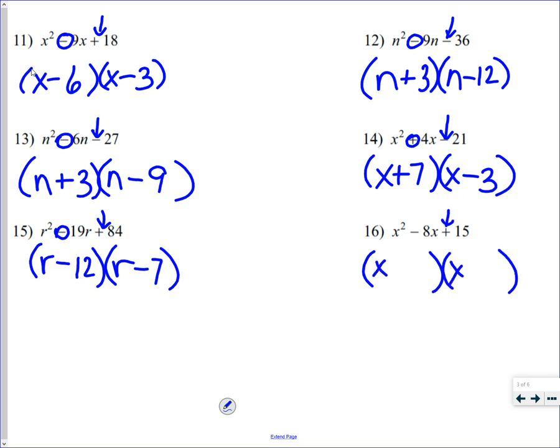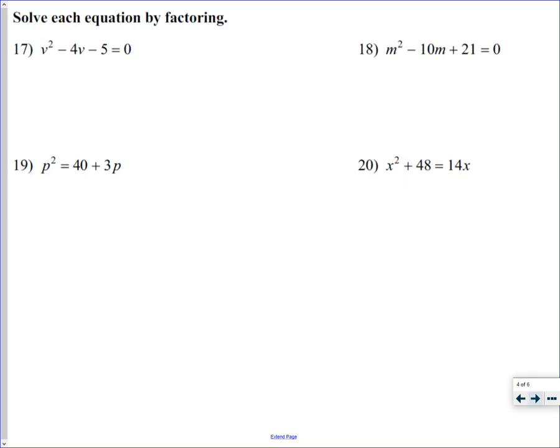This tells me same signs. This tells me they're both negatives then. So multiplies to be 15, adds to be 8, that's going to be 5 and 3. Now we need to solve it after we factor it. So we're going to factor, and then we'll use the zero product property.